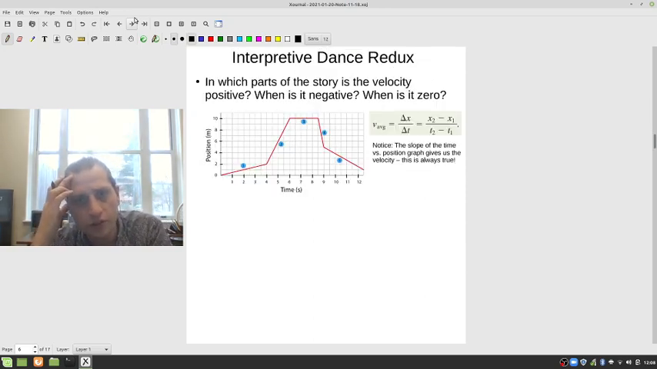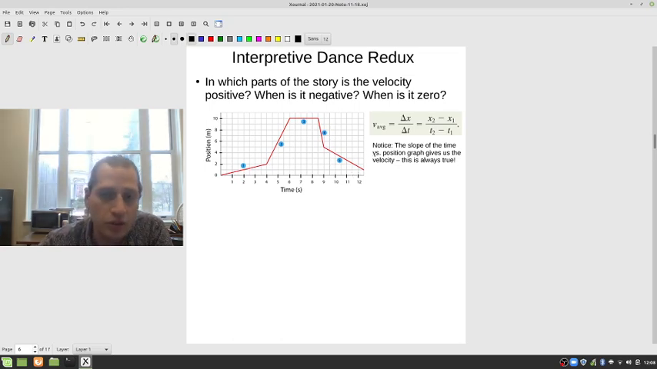Now, if we're going to retell this story, how would we do it? Well, here you have a positive velocity that's small. Here you have a positive velocity that's bigger. Here you have a velocity that's 0. Here's a velocity that's more negative because you're going backwards and you're going fast, and here's one that's slightly less negative.